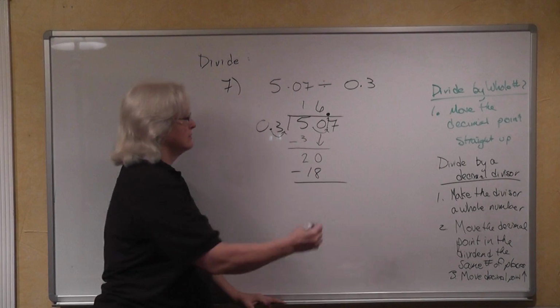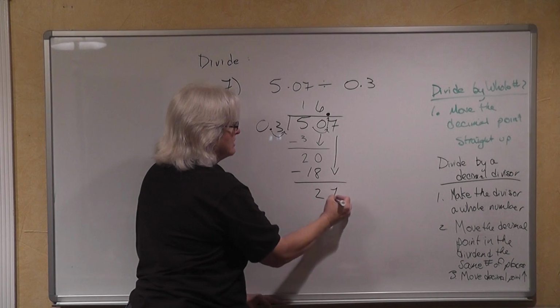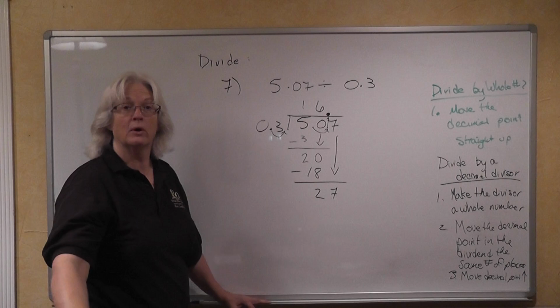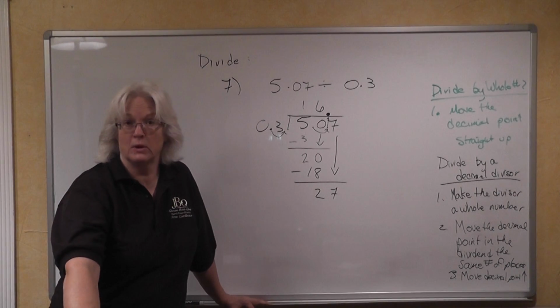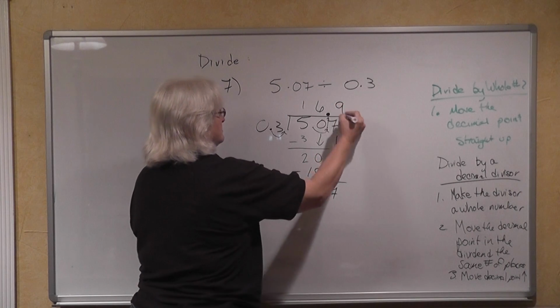We subtract. We have a 2. Bring down our final digit of a 7. And here's another one of your math facts. 3 times what is 27? 3 times 9 is 27.